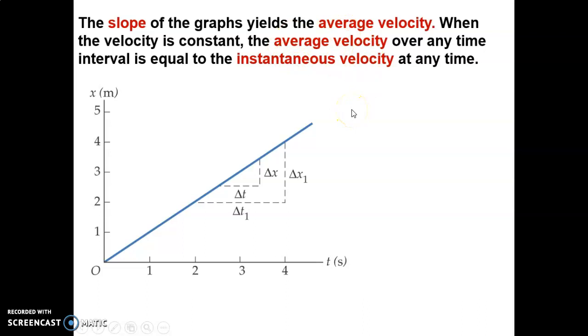So if I asked you, how fast was the person going at 2 seconds? Well, that would be right here on the graph. All I really need to do is find the slope of this line. It will tell me the speed, both average and instantaneous. It will tell me both. That's really nice. So knowing what type of graph it is and knowing the slope, these are important things to be able to do.